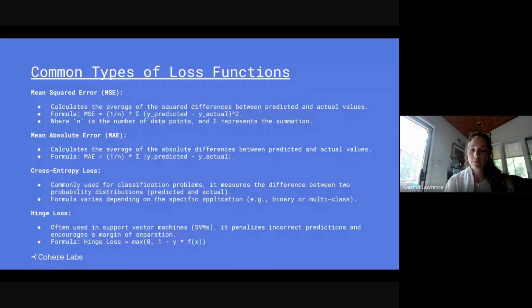And lastly here, I'm showing you the hinge loss. This often is used in support vector machines, which we've discussed already a little bit today, and it penalizes incorrect predictions and encourages a margin for separation. So you can see this formula over here is the maximum between 0 and 1 minus y times f of x.